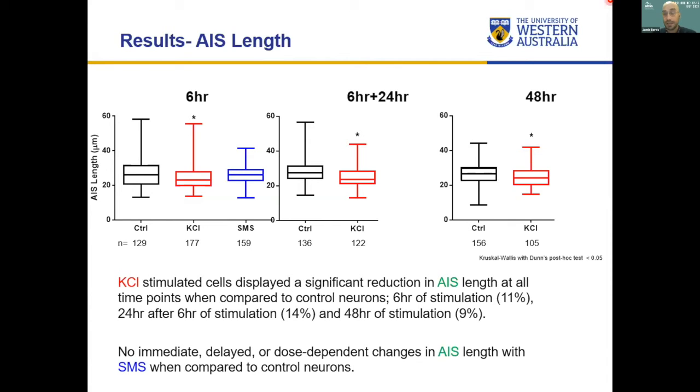And then for static magnetic stimulation, unfortunately, we didn't see any differences in the axon initial segment length in neurons stimulated with static magnetic stimulation compared to neurons in the control condition. So it seems to suggest it doesn't affect AIS length.